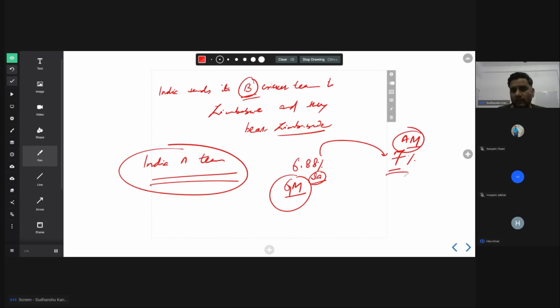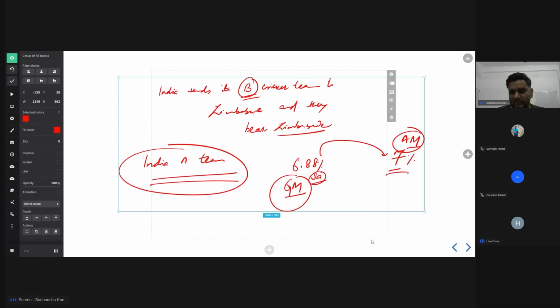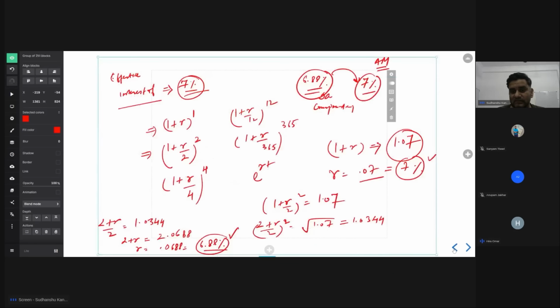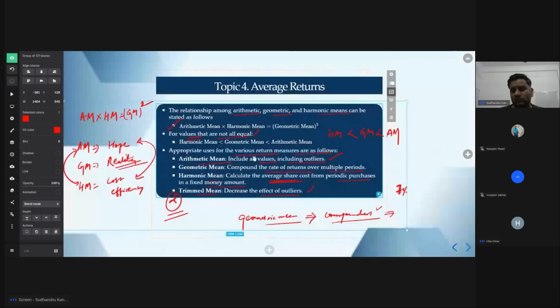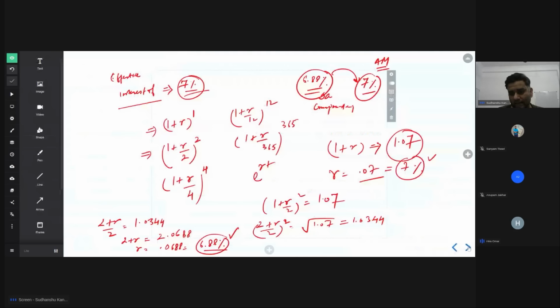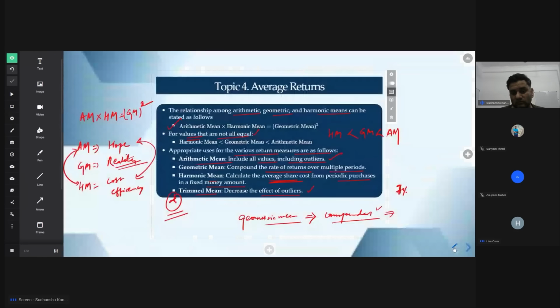Yes, that makes sense. It's just a little confusing because they are using the same numbers to calculate both the means. So how come 6.88% becomes equivalent to 7%? Because if it's the same set of numbers that are given, for the same set of numbers you get a lower geometric mean and a higher arithmetic mean. No, see, the same set is not used. Not all are equal. The same set is not there. The same set, things will change.